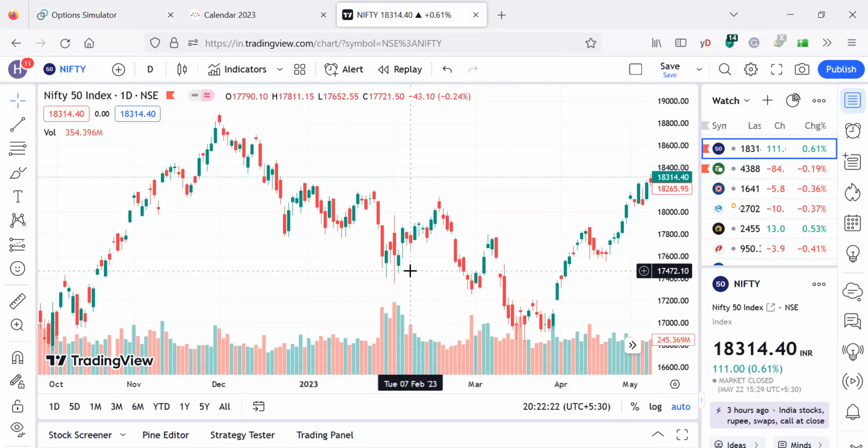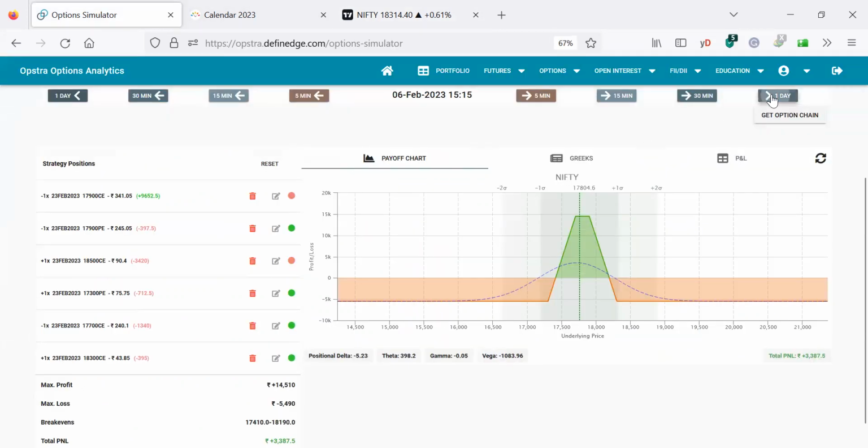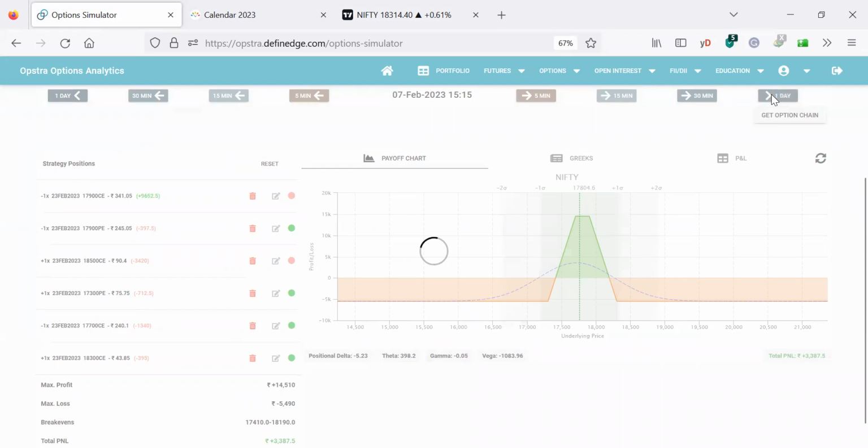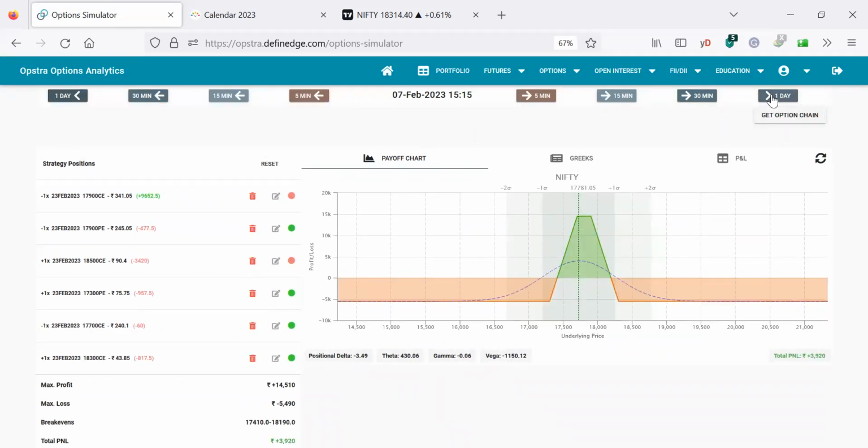So this is our 6th February. It is somewhere nearby 17,800. Not an issue. So now it's a good profit actually. 4% is more than enough. So we can book it over here also. Again, it is giving around that much profit only.